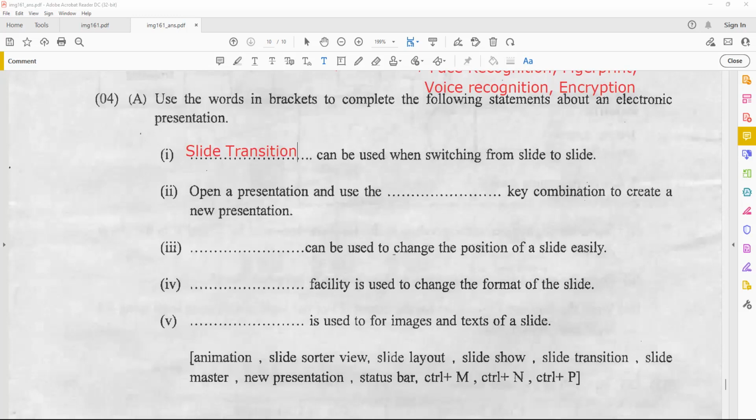Then second one, open the presentation and use which key combination to create a new presentation. So we know that there are a couple of key combinations to create a new presentation. We have to use Control N key combination. Right.